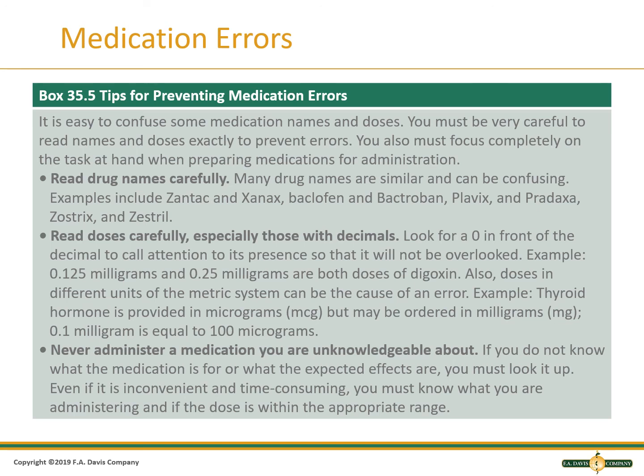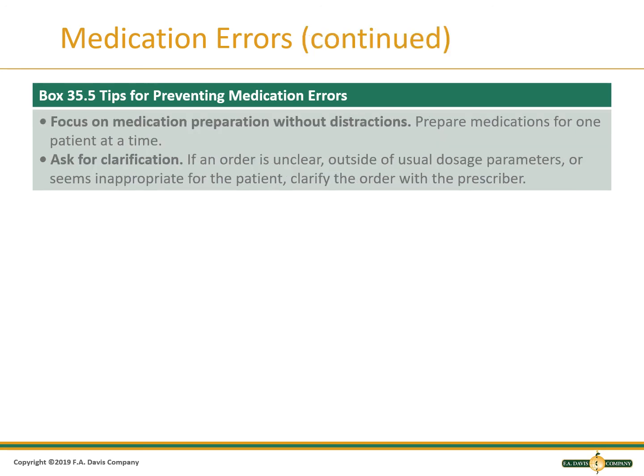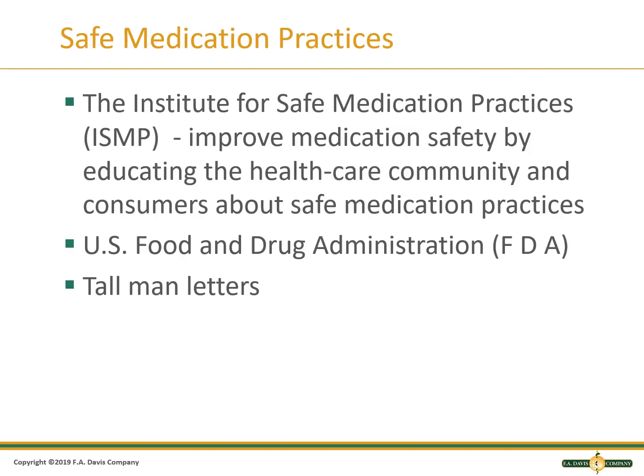Never administer a medication you are unknowledgeable about. If you do not know what the medication is for or what the expected effects are, you must look it up. Even if it is inconvenient and time-consuming, you must know what you are administering and if the dose is within the appropriate range. Prepare medications for only 1 patient at a time. And if the order is unclear, outside of usual dosage parameters, or seems inappropriate for the patient, clarify the order with the prescriber.